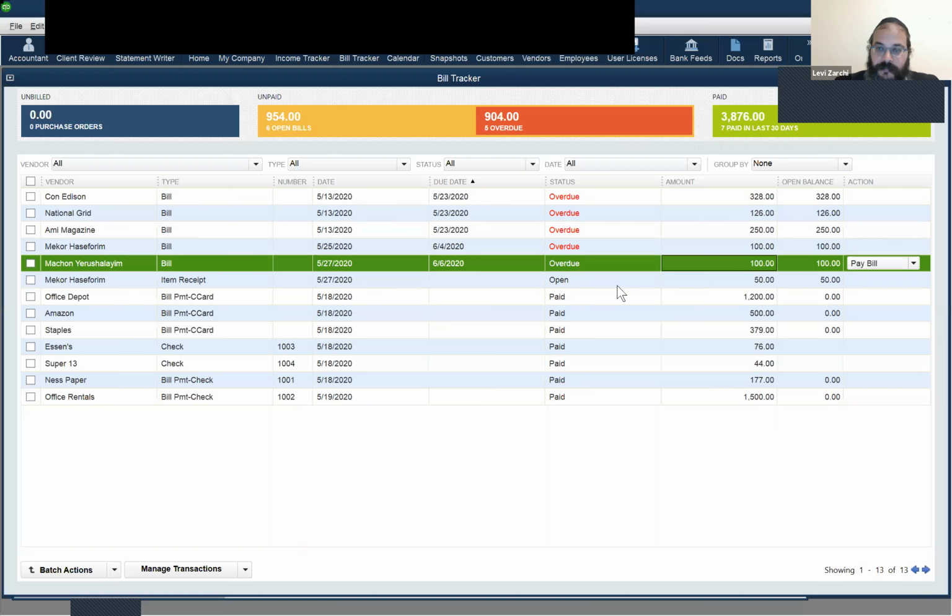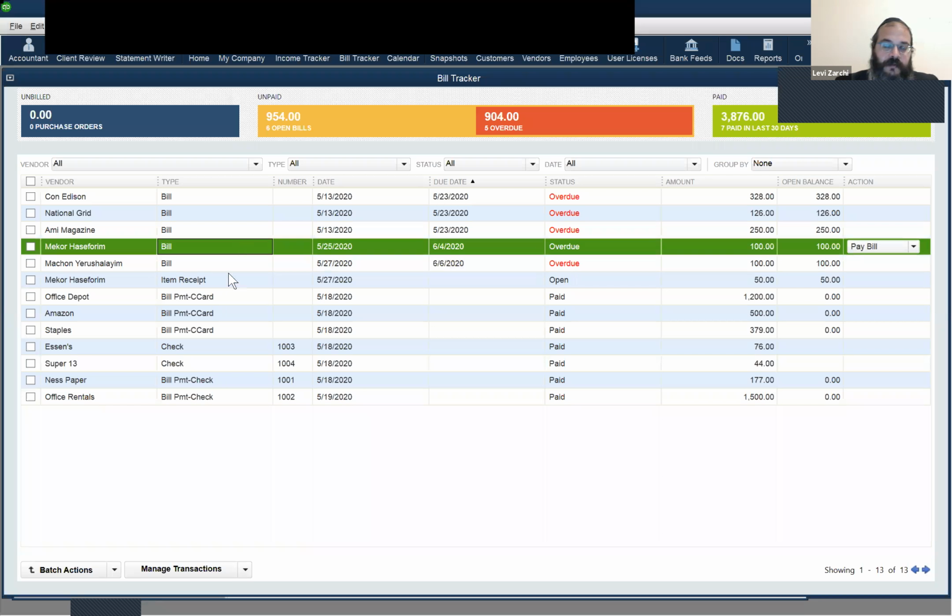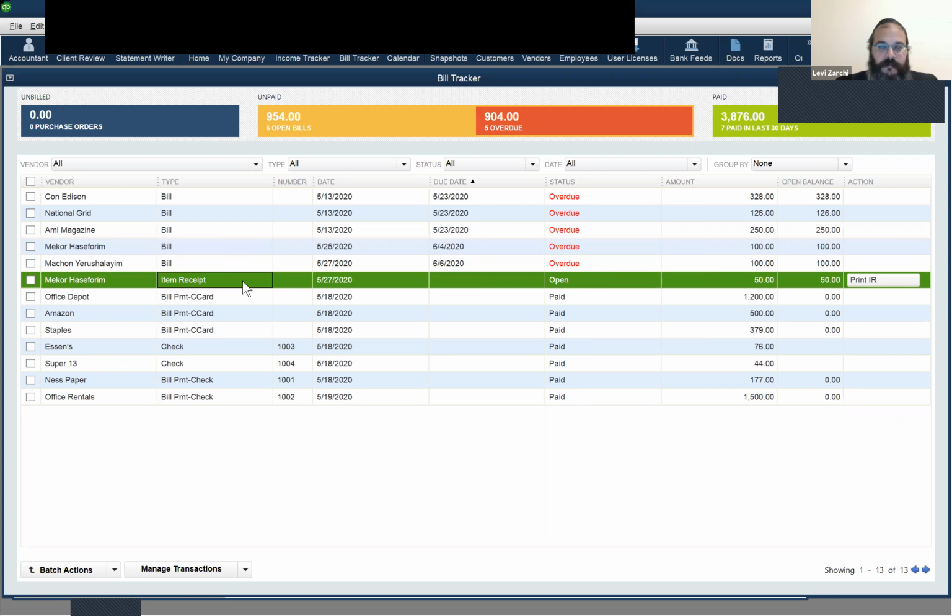We have correspondence. There's a difference between item receipt and bill. What's the difference between bill and item receipt? We discussed it. A bill is when you actually enter the bill of the dollar amount and receive the product. With an item receipt, we just entered that we received a product, but we did not enter the bill against it. And because we didn't enter a bill, that's why it's not overdue. It's only overdue when there's a bill.